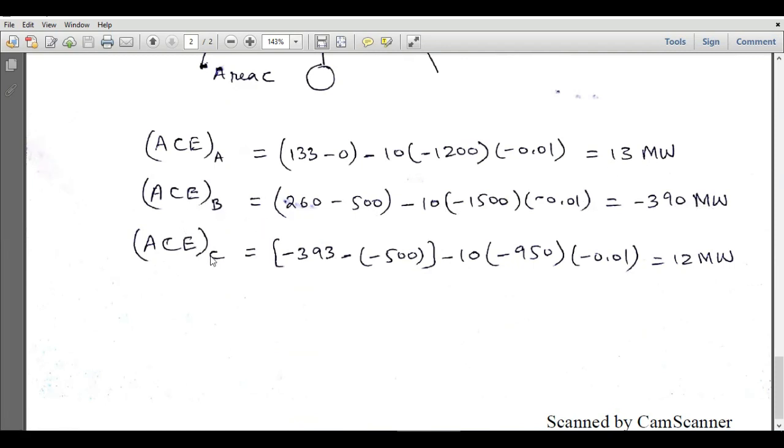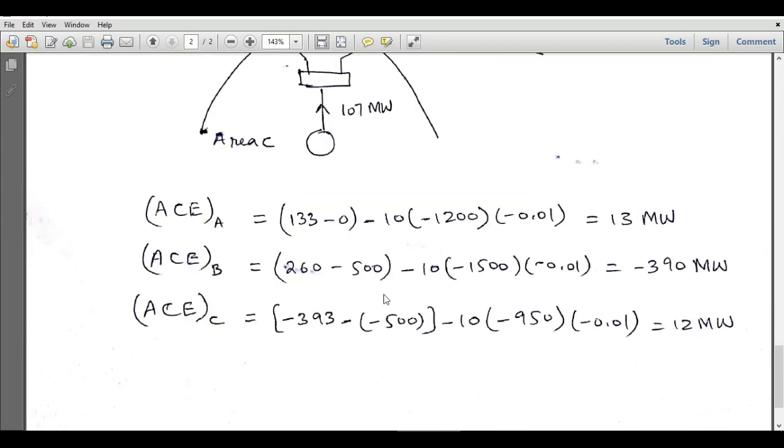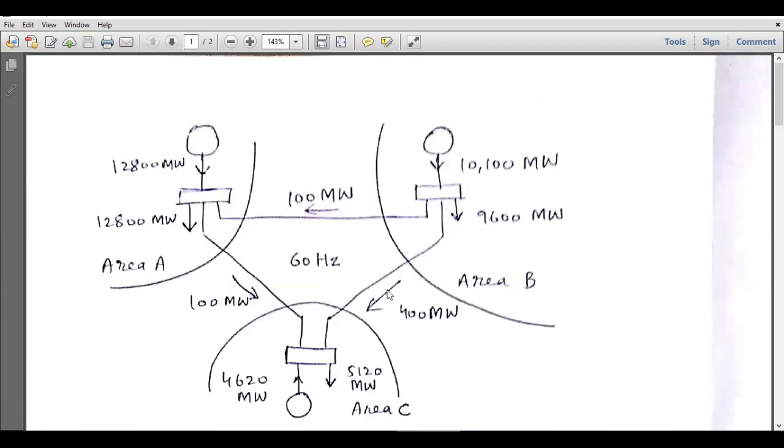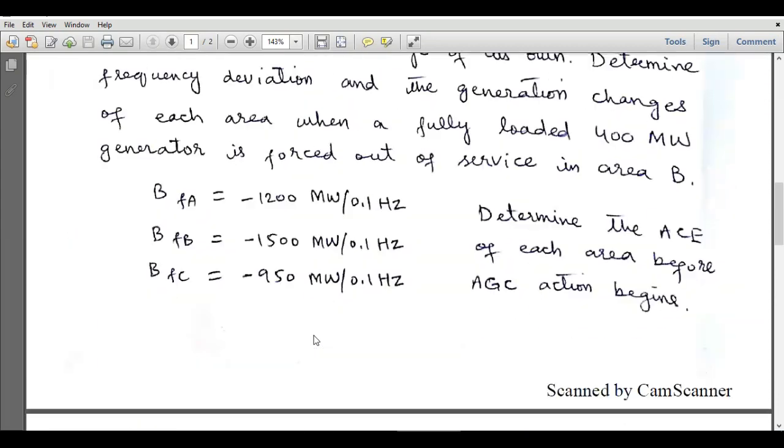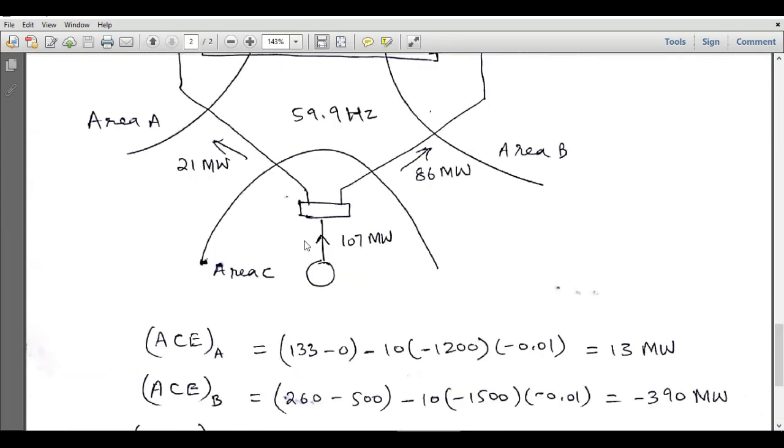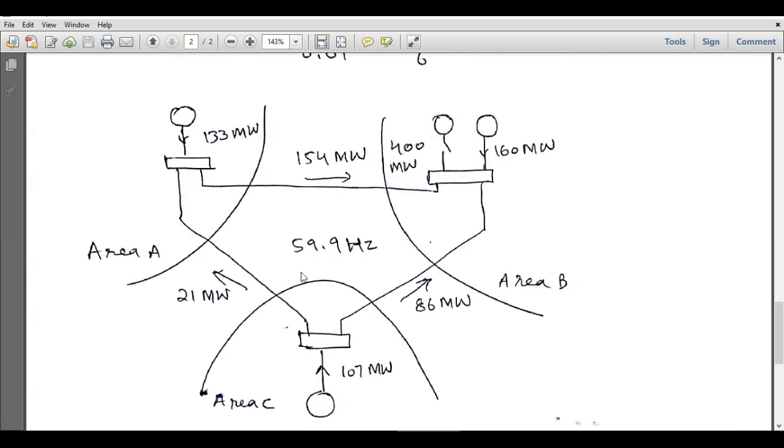And area control error of C can also be calculated. You can see initially area C was accepting 500 megawatts, 400 megawatts from area B and 100 megawatts from area A. So minus 500. Now it is generating 107 megawatts in excess, right? So out of this 107 megawatts, 21 megawatts is moving towards area A and 86 megawatts is moving towards area B. So in total, it is 107 megawatts, which is actually delivered by this area. So minus 500 plus 107 is equal to minus 393.